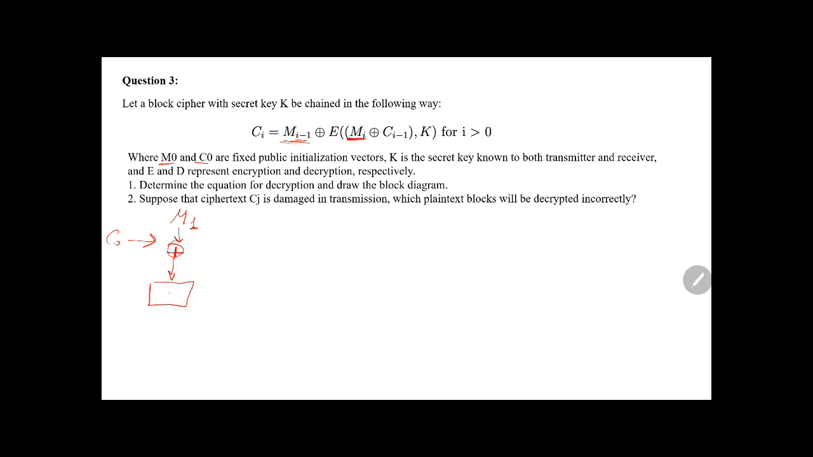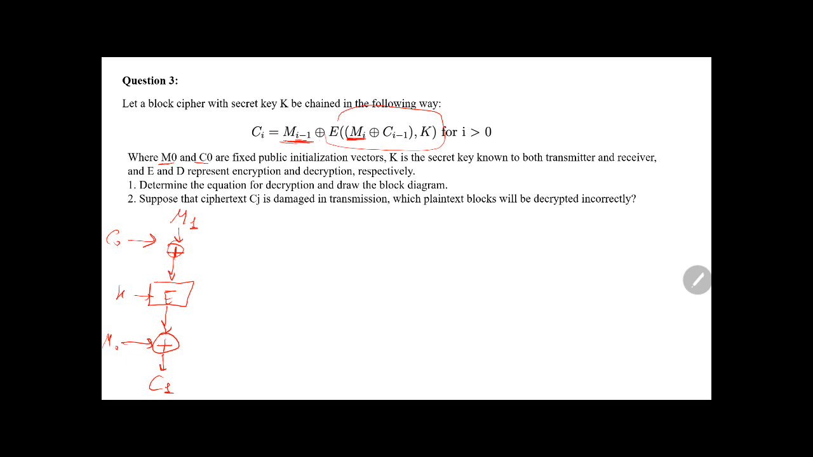Then this goes down to an encryption block with key K. And this output here gets XORed again with the message of I minus 1, which is M0, which in the first case makes sense to be the initialization vector. Okay, so what we have here as output is CI, which is finally C1.